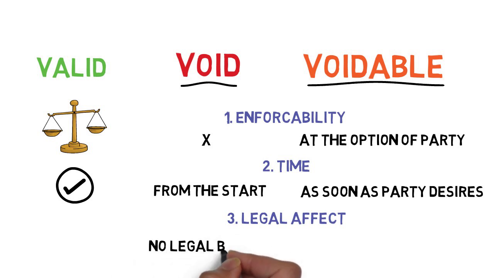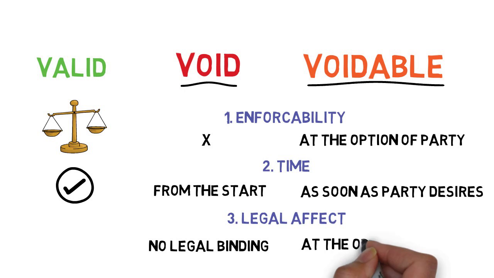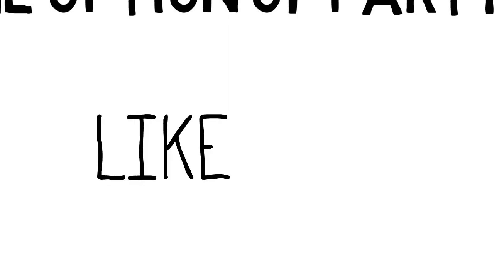The third and the last major aspect which differentiate these two types is the legal effect. The void contract has no legal binding, whereas the voidable contract remains legally binding at the option of one or more parties.